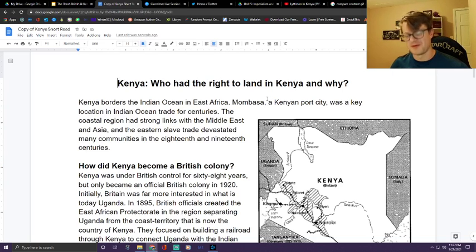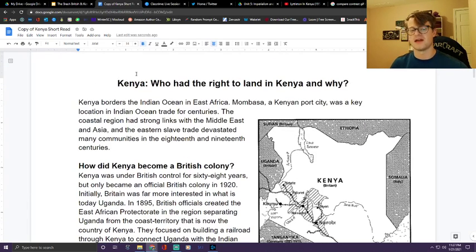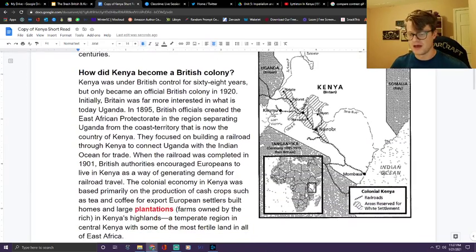So, assuming you paused and didn't cheat, you can see here we are in Kenya. You'll notice a couple of trends here. Number one are the railroads. Again, this is just all good reading strategies. Before I even get in, I just read the title: Who had the right to land in Kenya and why? I can see here that we have these railroads and also areas reserved for white settlements. So, of course, we're going to be talking about settler colonies.